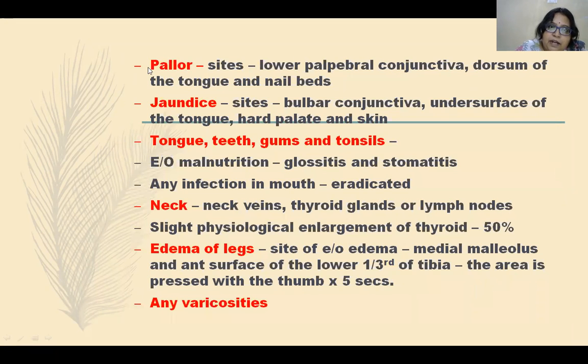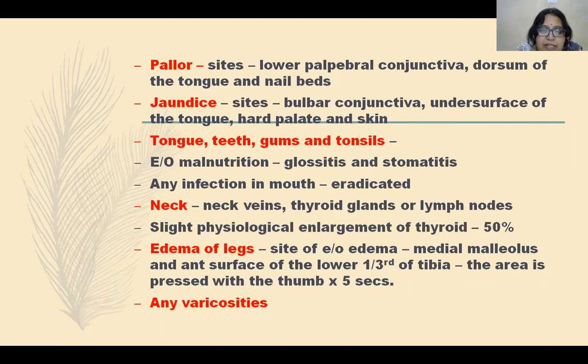Next, in general examination, you need to see for pallor. Pallor, what are the sites you see for? The lower palpable conjunctiva, dorsum of the tongue, the nail beds. And jaundice, what are the sites? They are bulbar conjunctiva, undersurface of the tongue, hard palate, skin. Next, you need to even examine how is her tongue, teeth, gums, and tonsils, because they will tell you about any malnutrition. That is, if there is any presence of glossitis or stomatitis, then you can consider she is malnourished. Or any infection in the mouth, if it is present, it needs to be eradicated because it might cause infections in her puerperium.